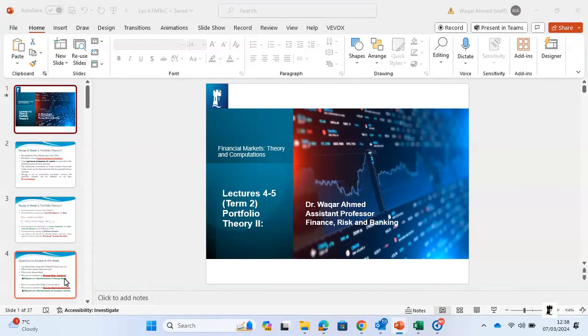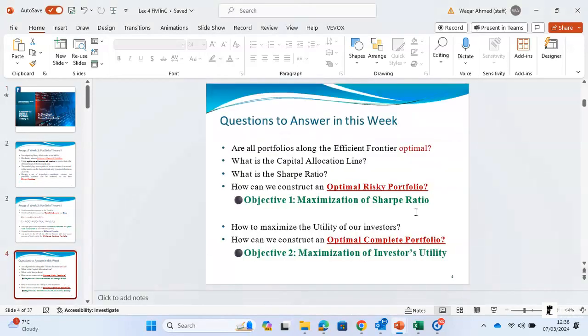So what I'll do at the beginning is quickly remind you of what we did in the previous session, and then we'll continue from that point onwards. These were the two questions that we asked in the previous session. Our two main objectives were to create an optimal risky portfolio. And how do we create an optimal risky portfolio? This is something that we covered in the last session. We create an optimal risky portfolio by maximizing the Sharpe ratio, right?